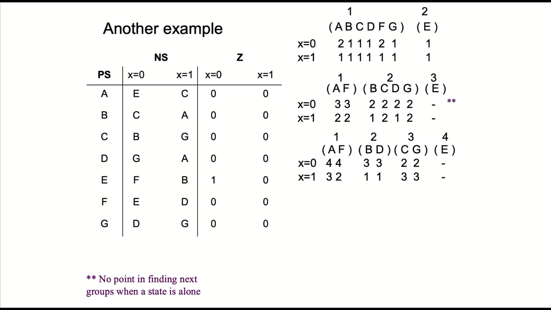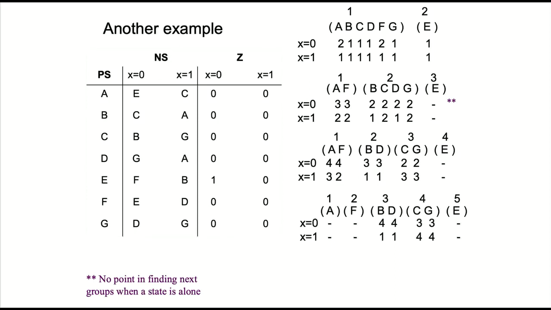So A and F were together because C and D were together, but C and D are no longer together, so that makes A and F split up. You think we're done? Nope. Okay. So we split up A and F.